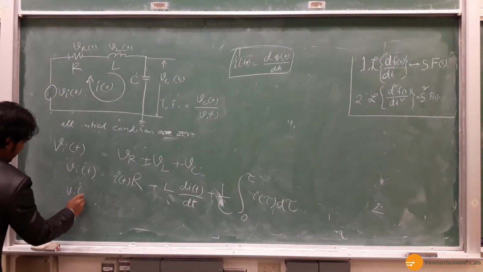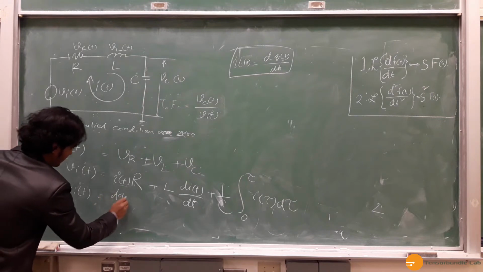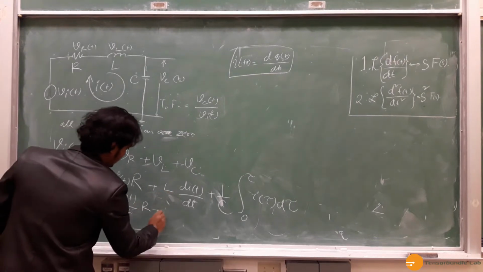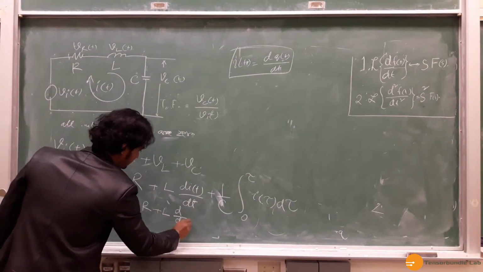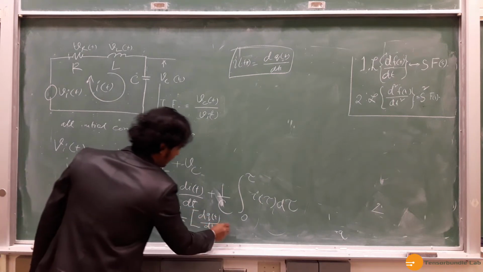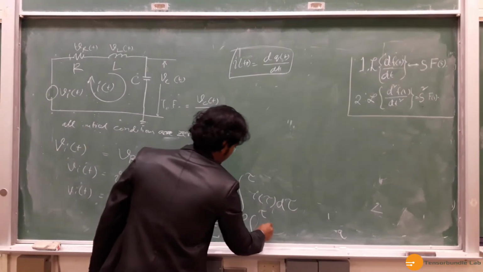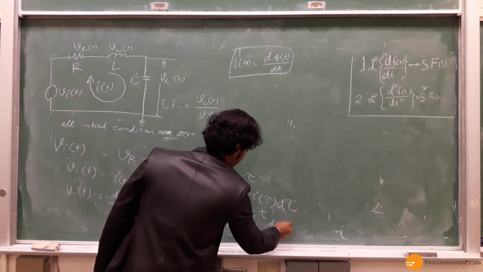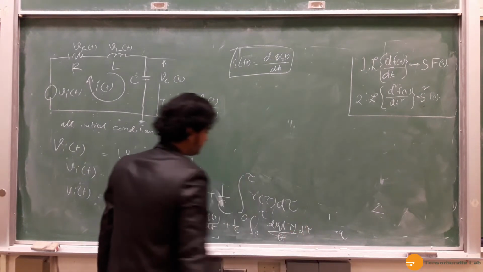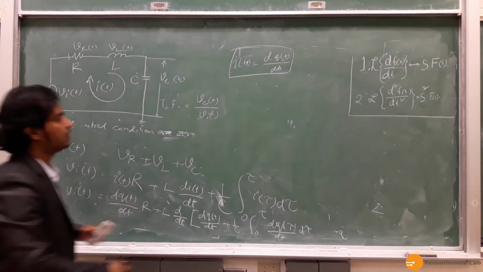V of i t remains the same. I of t becomes dq(t)/dt, times R, and L d/dt of dq/dt, plus 1 over C integral from 0 to t of I of tau, which becomes dq(tau)/dt d tau. Alright? We can further simplify this equation. I'll write here.